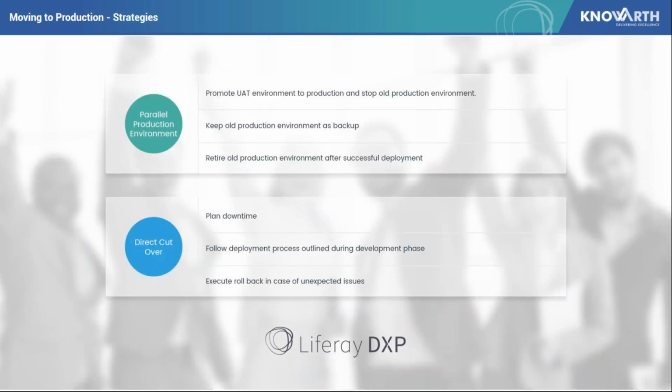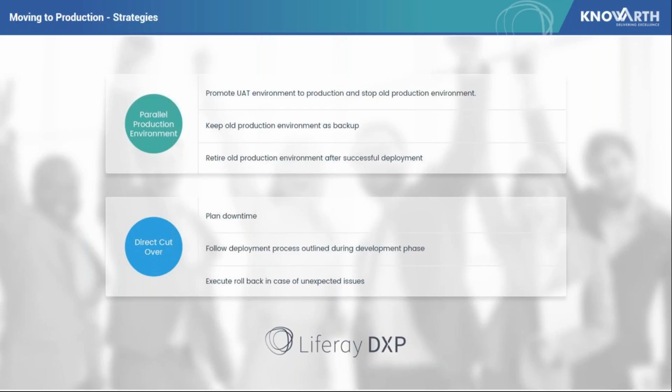Moving to production. So there are two production moving strategies. One is the parallel production environment, and one is a direct cutover. In parallel production, we stop the old production environment and promote the existing UAT environment to production. We keep the old production environment in case there is some failure. Once everything is successful, we retire the old production environment. So that is how the parallel production environment works.